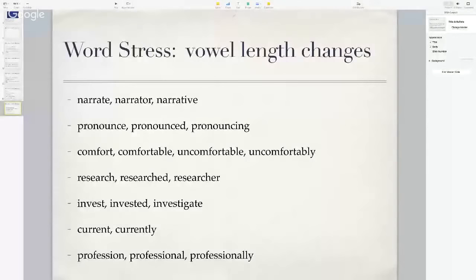All right, let me show you these so you can see if you were saying them correctly. Again, let's just go through all of these. Narrate, narrator, narrative. Pronounce, pronounced, pronouncing. Comfort, comfortable, uncomfortable, uncomfortably. Research, researched, researcher. Invest, invested, investigate. Current, currently. And then take a good look at this last one. I'll clap them out as you look, okay?